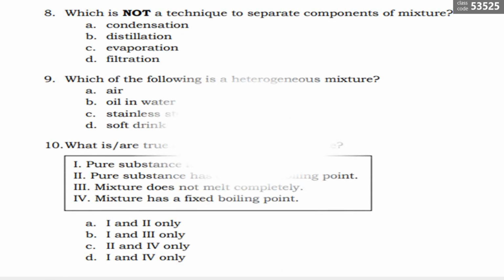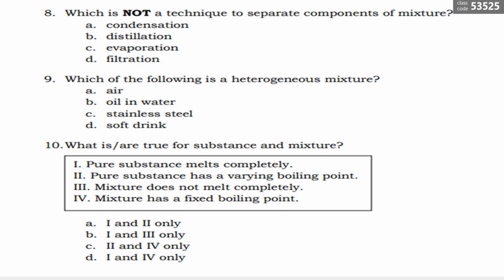Okay, let's have number 8: which is not a technique to separate components of mixture? A, condensation. B, distillation. C, evaporation. And D, filtration. Go. Okay, so let's have the correct answer. Correct answer is condensation. It is not a technique to separate components of mixture.